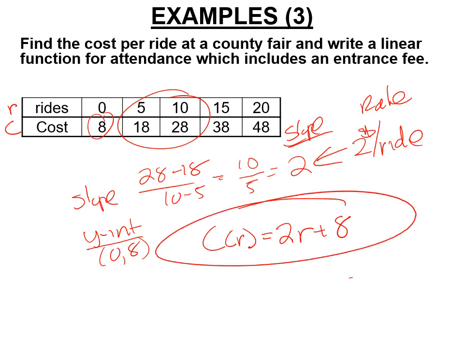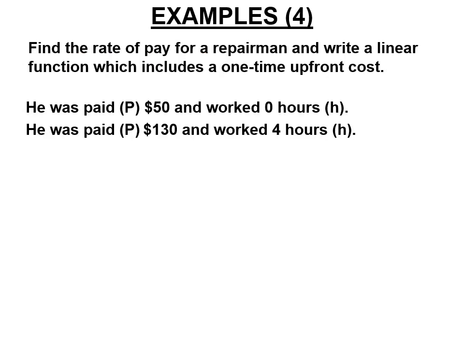Right? That's what your homework looks like. So it says find the cost per ride. That's saying find the slope. That's what that means, because the cost per ride is the rate. Okay, so now find the rate of pay. In other words, find the slope, right? That's the slope for a repairman, and write a linear function which includes a one-time upfront cost. That's our y-intercept, right? The upfront cost.